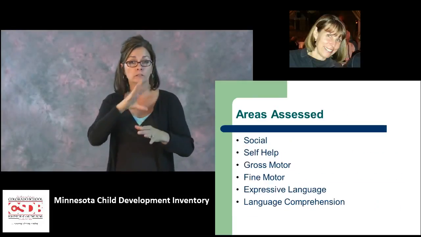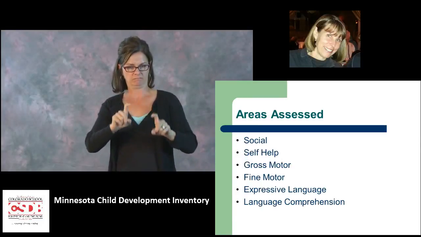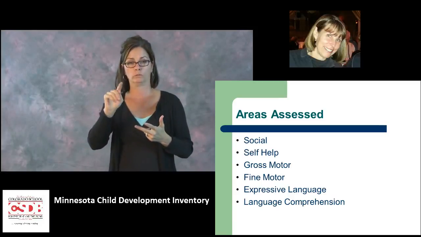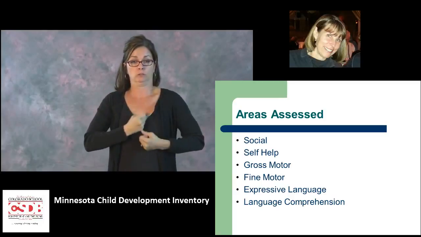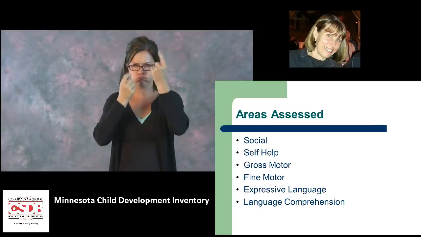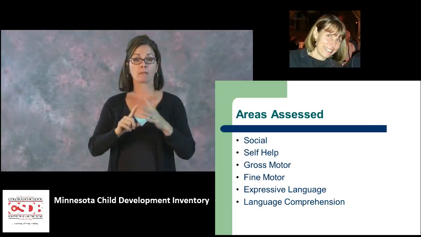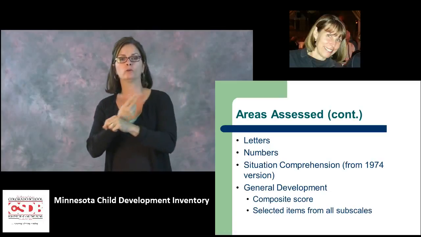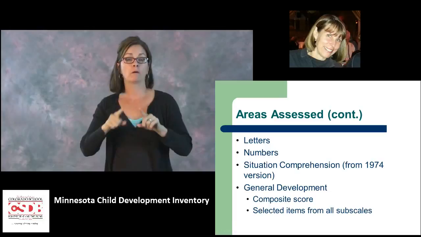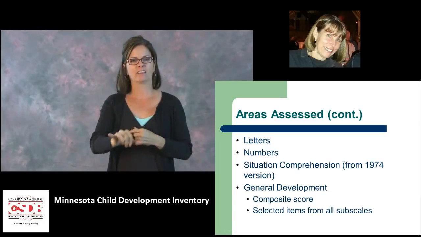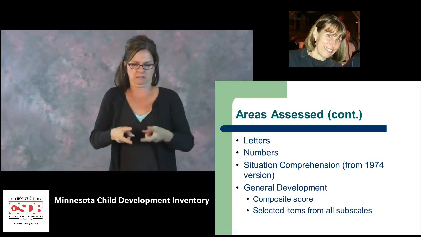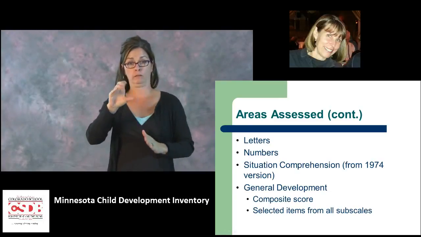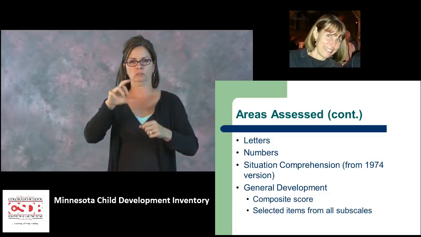The areas that are assessed on this particular instrument are the child's social skills, their self-help skills, gross motor, fine motor, expressive language, language comprehension, beginning letter skills, number skills, and then if you use an adapted version that I'll be telling you a little bit about, you would also be assessing an area which they call situation comprehension, which is from an older version of the Minnesota, but is one that we like to use with children who are deaf or hard of hearing. And then, as I mentioned, there's also a general development score, which is a composite score of selected items from all of the subtests.